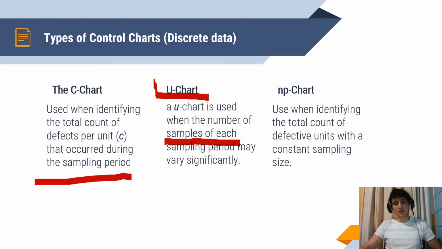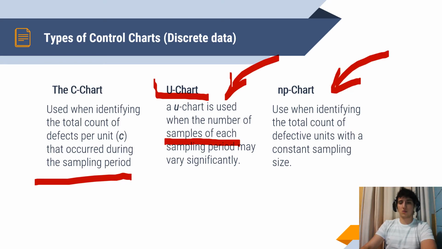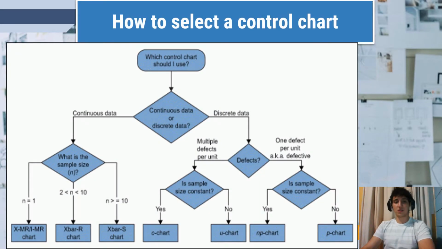Also, the NP chart. This one we use when we want to identify the total counts of defective units within a constant sampling size. So the U chart is for a varying sample size, and this one is for a constant one. That's the main difference between them. Okay, so with all these control charts, how do we select the one that works best for us? So we have a flow diagram here, which we can use to select the better one.